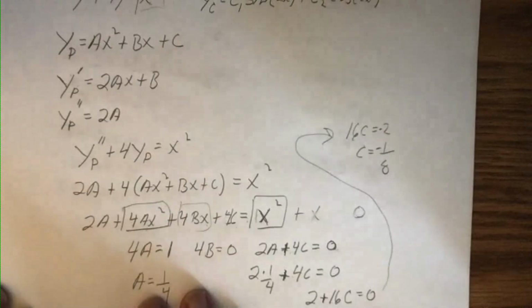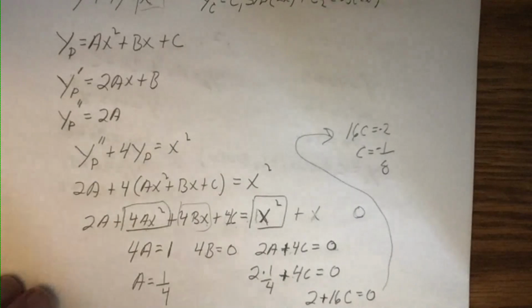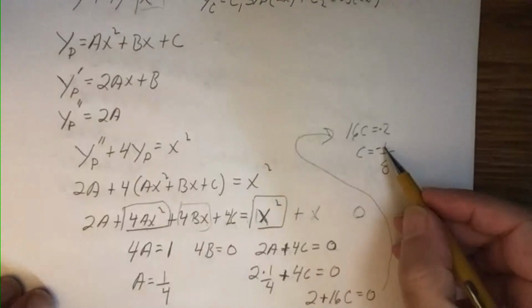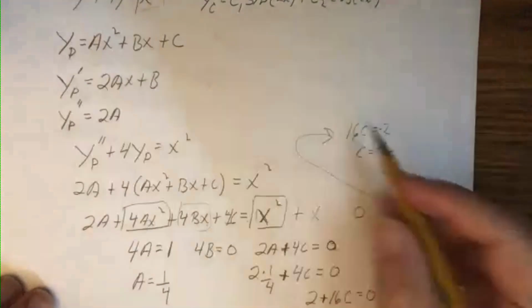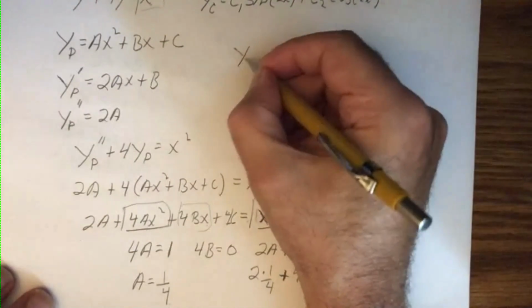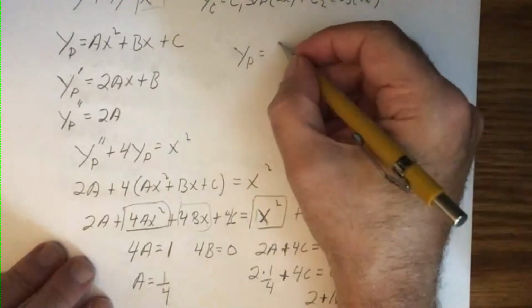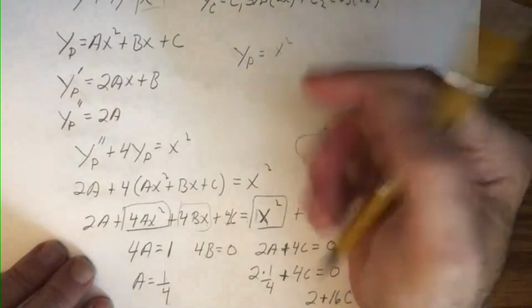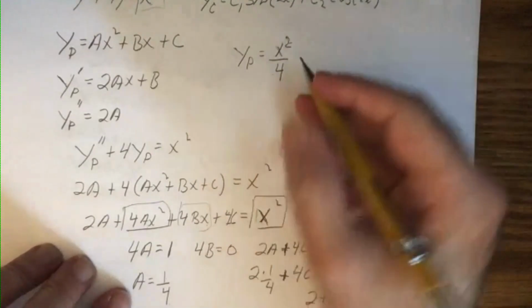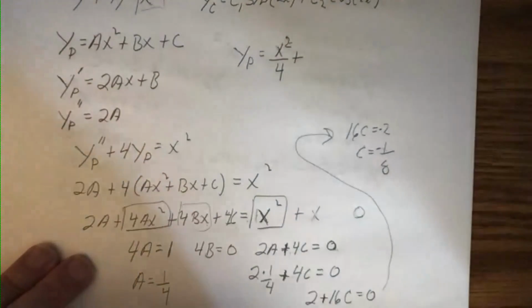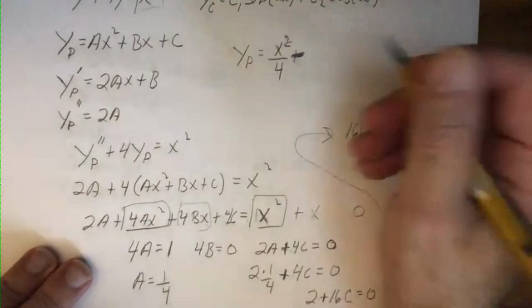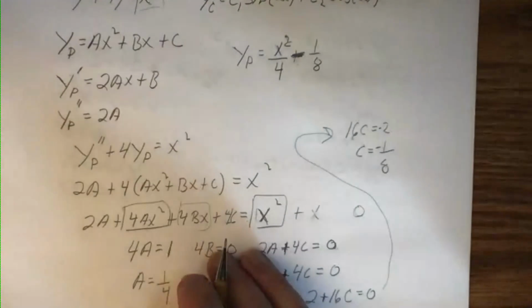So now I determined that a has to equal 1/4, and b has to be equal to 0. Excuse me, c has to be equal to minus 1/8, and b has to be equal to 0. So my particular solution is x squared over 4, b is 0, and then it's minus 1/8. So that's my particular solution.